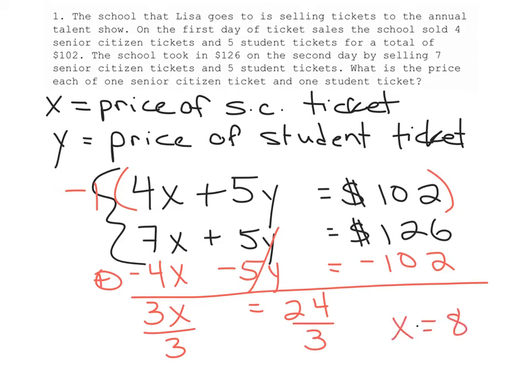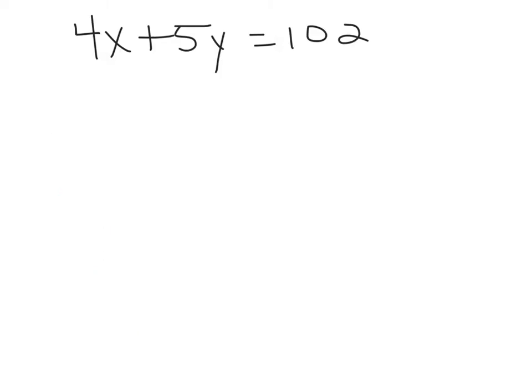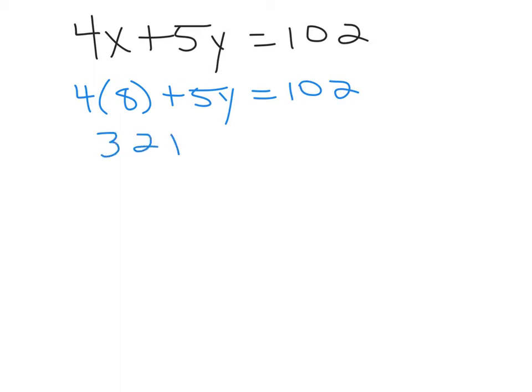And again, I'm not done. I now know the price of every senior citizen ticket is $8. So now I'm going to take my x equals 8 and I'm going to plug that into one of the originals. I happen to pick the first one, and I'm going to now solve this for y. So I get 32.